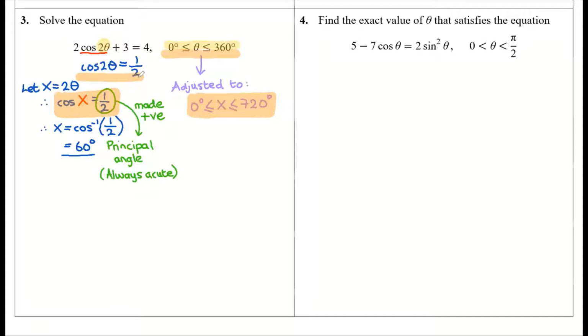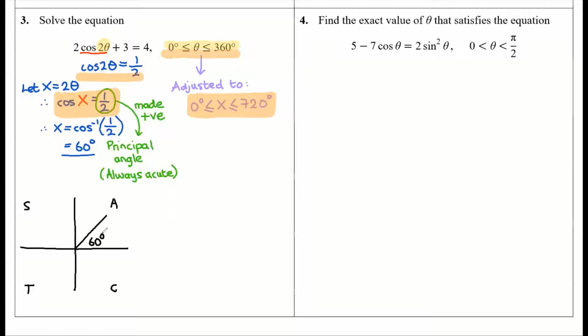Now we're going to use the cast diagram to find all our solutions. So I'm going to draw the cast diagram here. Hopefully you should have enough room for this. All right, and we're going to label it C, A, S, and T. And then you put your principal angle on the cast diagram. Okay, your principal angle is acute. It's always acute, so it goes here.